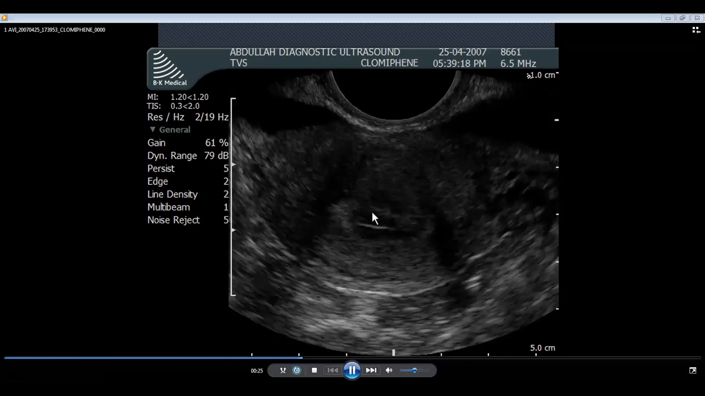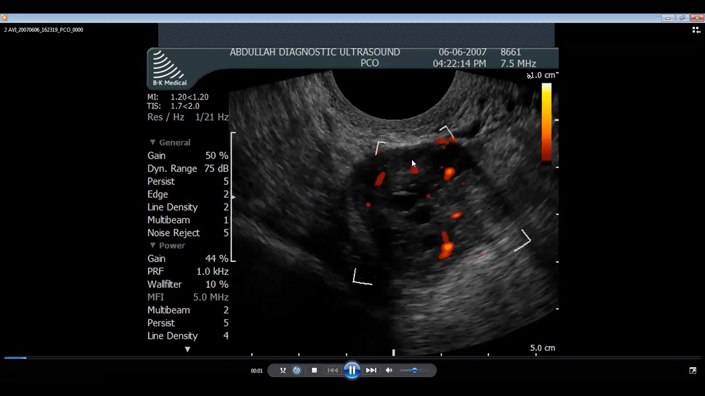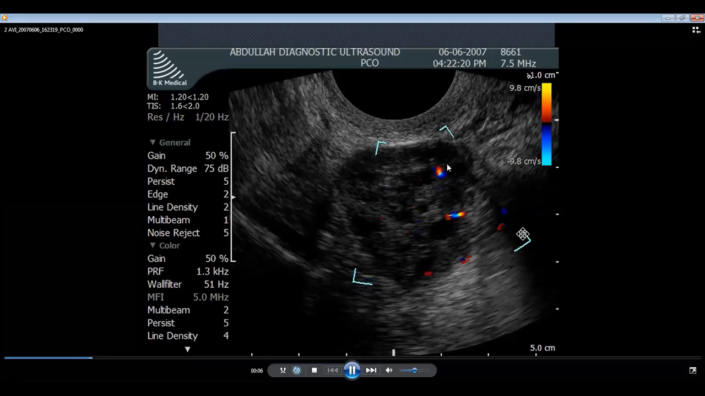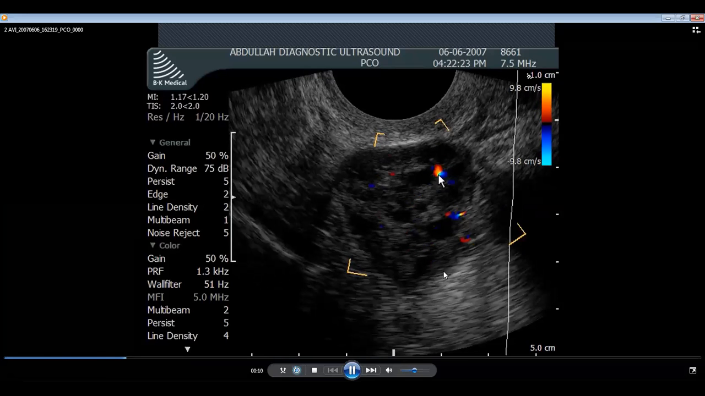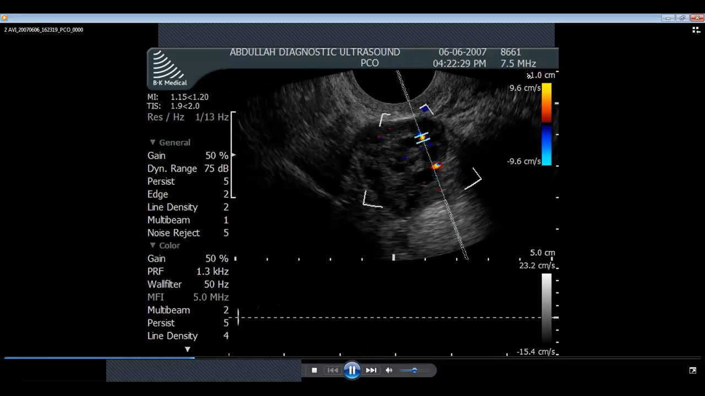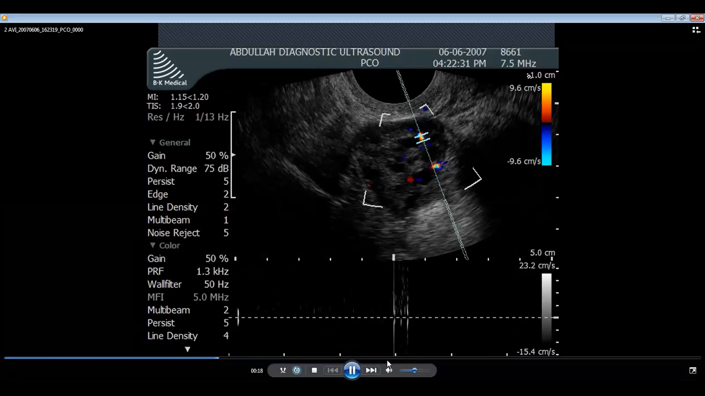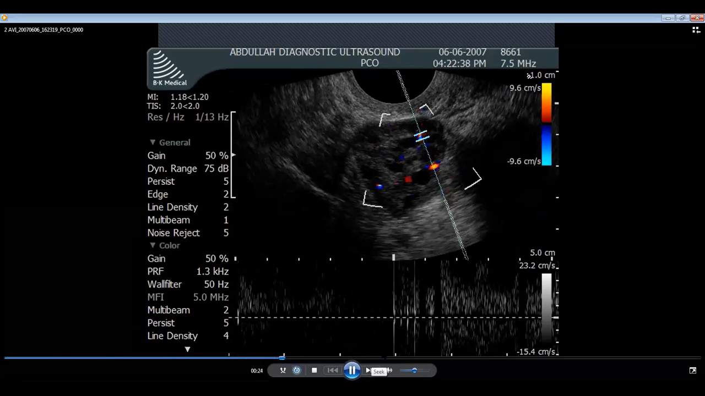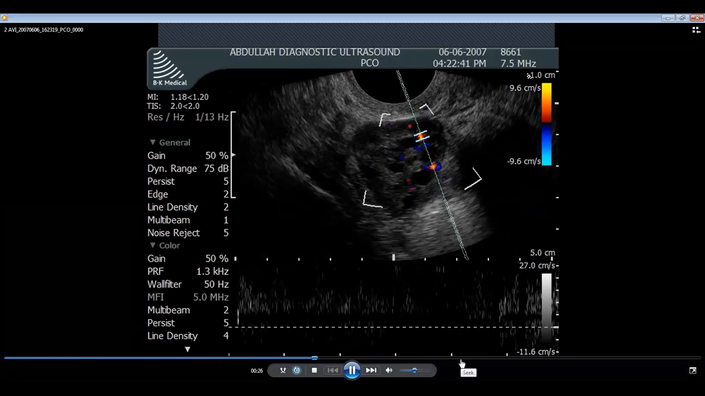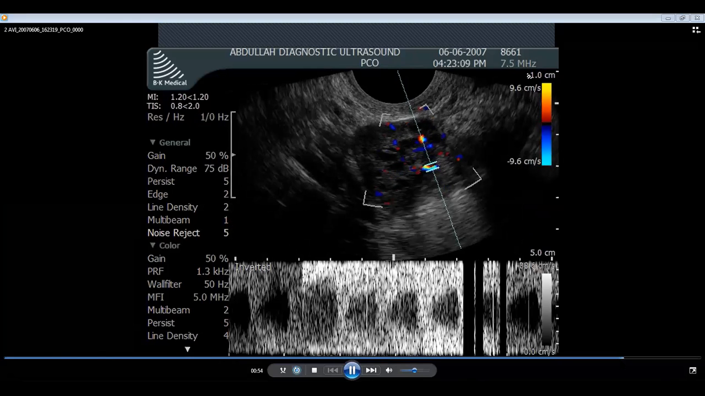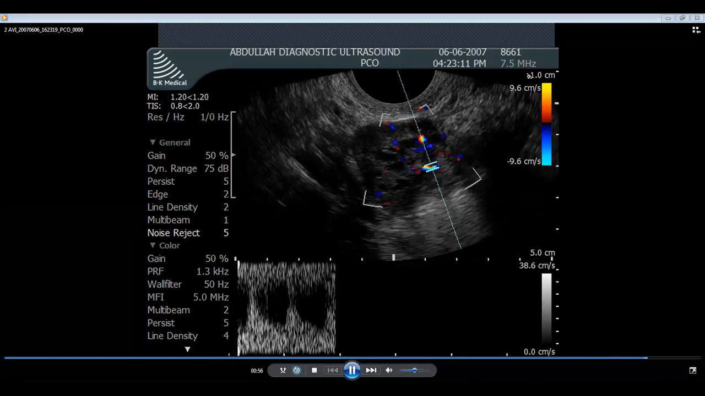So, a maturing follicle. This ovary has got multiple immature follicles. 1, 2, 3, 4, 5, 6, 7, 8, 9, and none is growing bigger than 10 mm. This is how we find the polycystic and anovulatory ovaries full of immature follicles. And this condition you will see in both ovaries. The ovarian flow of polycystic ovaries is a strong forward diastolic flow.